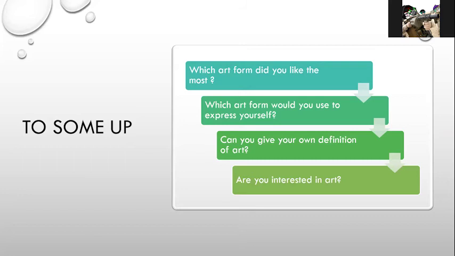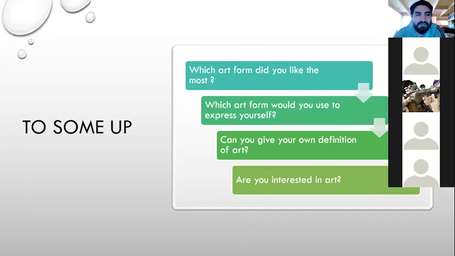Mi forma de expresarme sería a través de la pintura. ¿Por qué? Porque así puedo dibujar y representar, no sé, el odio, la felicidad, la ira, la tristeza, la vergüenza. Pues puedes dibujar y decir, mira, esto es lo que hice y este es el sentimiento que yo tengo ahora mismo.